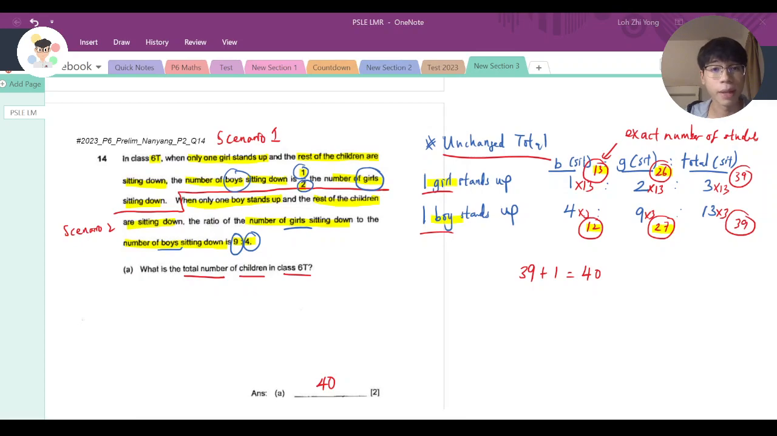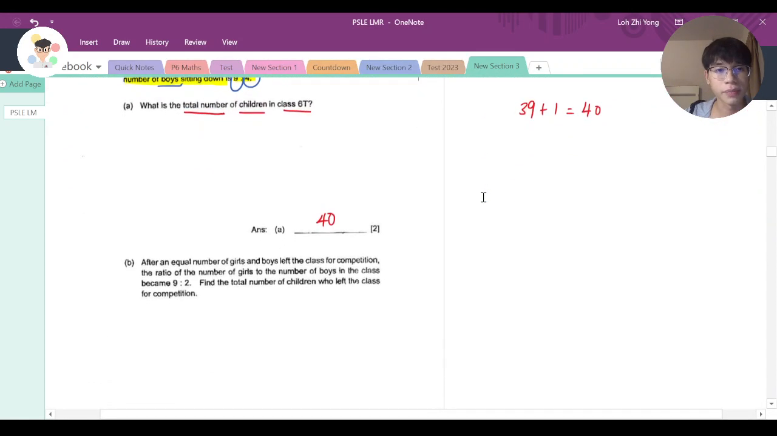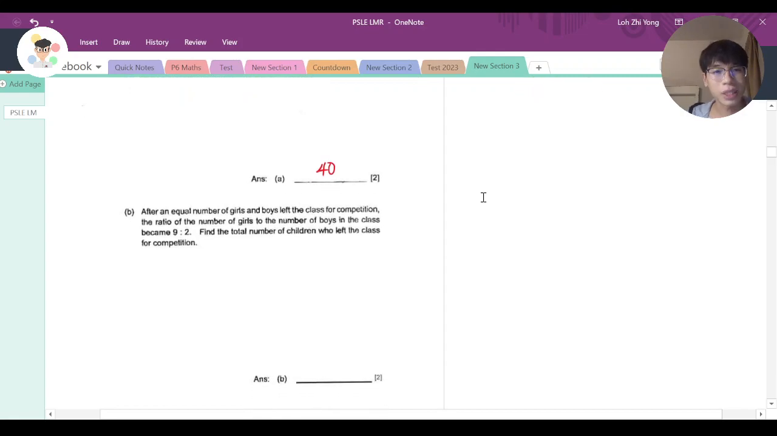Let's move on to our question number B. Question number B. After an equal number of girls and boys left for competition, the ratio of the number of girls to boys in the class became 9:2. Find the total number of children who left the classroom for competition.